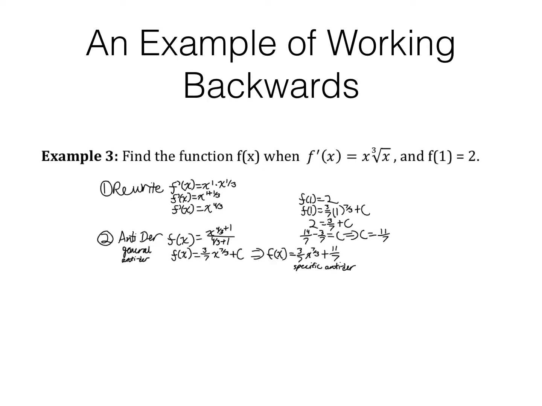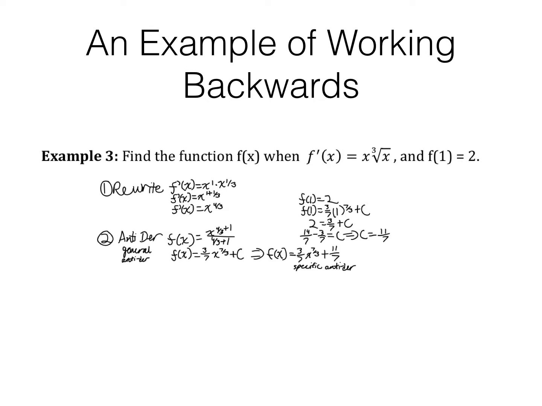So here's an example of working backwards with antiderivatives. This example is finding the function f of x when f prime of x equals x times the cube root of x, and f of 1 equals 2. First we'll do a rewrite so that it's easier to solve, and we get f prime of x equals x to the first power times x to the 1/3. Then f prime of x equals x to the 1 plus 1/3 power, which becomes x to the 4/3 power.